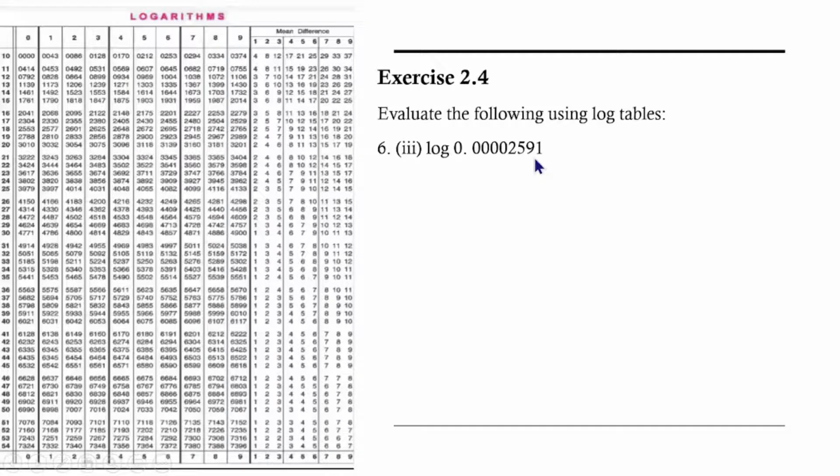0.00002591. So the first step is we have to find the characteristic. Since this number is less than 1, the characteristic is 1 plus the number of zeros after the decimal point with a bar above. The number of zeros after the decimal point is 1, 2, 3, 4 zeros. So 4 plus 1 is 5. The characteristic is bar 5. So log of this number is equal to bar 5 plus log of 2.591.